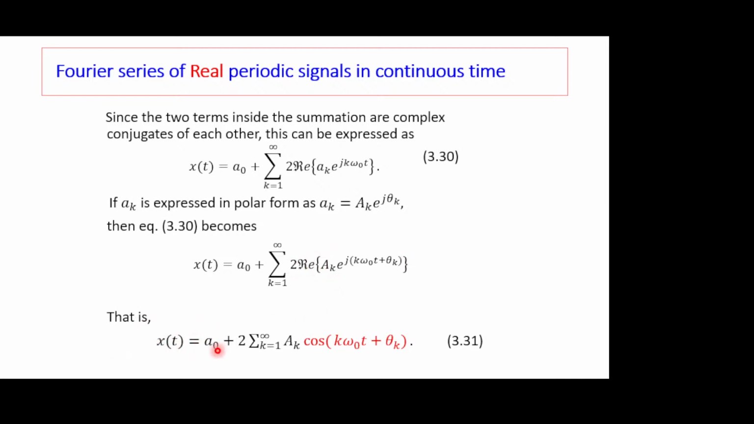Then finally your x of t equals a naught, which should be real, plus 2 times the summation from k equals 1 to infinity of Ak cosine of k omega naught t plus theta k. And Ak and theta k are coefficients that depend on your signal. So here is a form of expressing your real periodic signal.